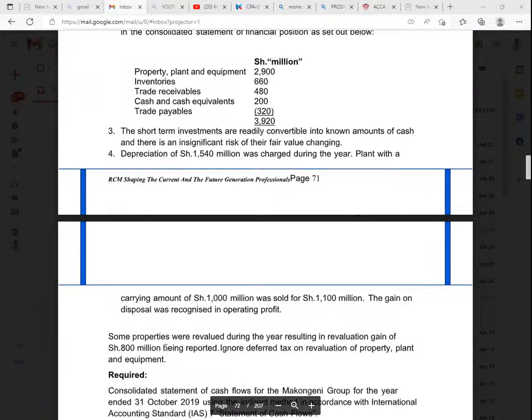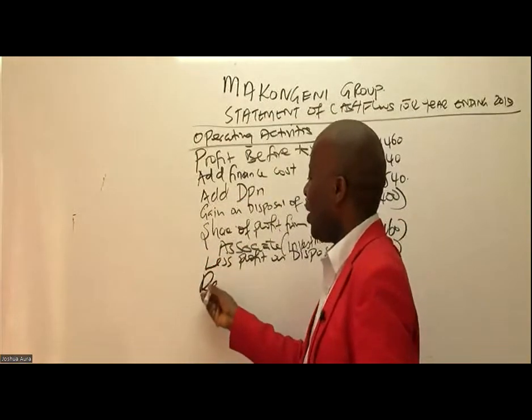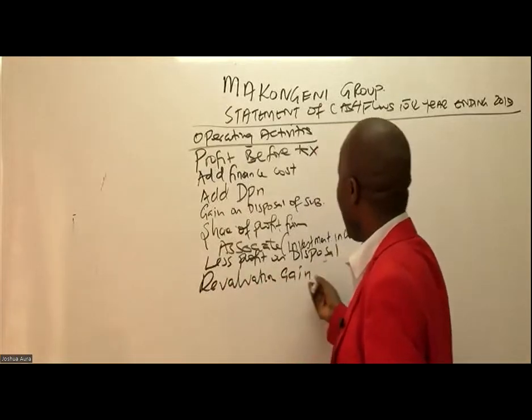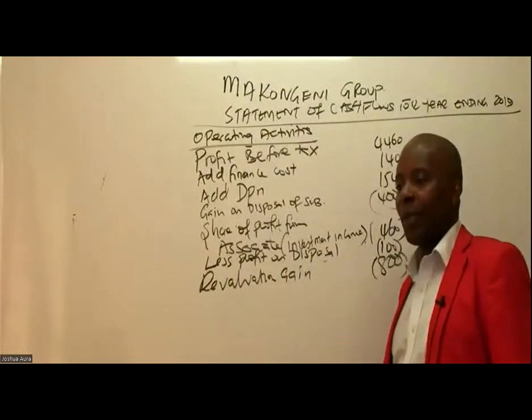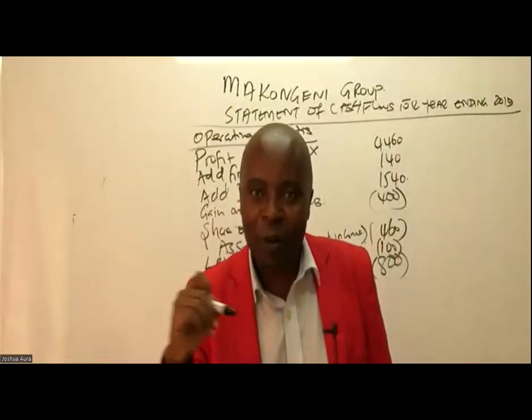The thing is, there was a revaluation there, over how much? Of 800. So this revaluation is not a true profit really, just a movement. So the revaluation gain, ladies and gentlemen, we have 800, and we are deducting this. I hope you guys have been ticking those things on your papers there.